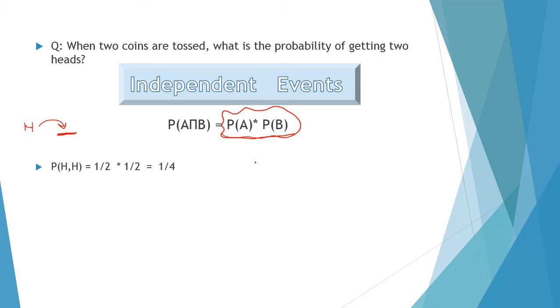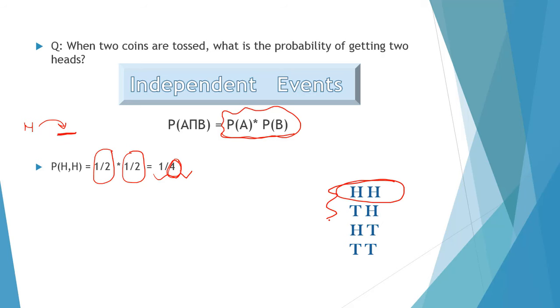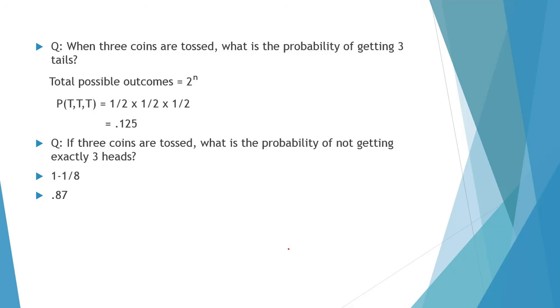In a first toss, probability of getting heads is 1 over 2, and we multiply it with the probability of getting heads in a second toss, 1 over 2, which gives 1 over 4. We are multiplying it so that it has the total number of our outcomes in the denominator, and our favorable outcomes is just 1 out of that 4 options.